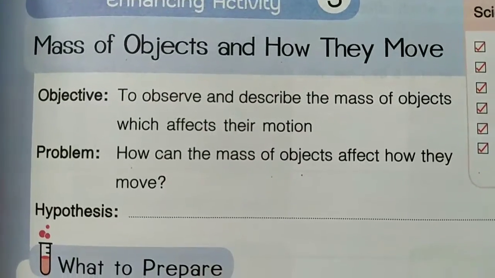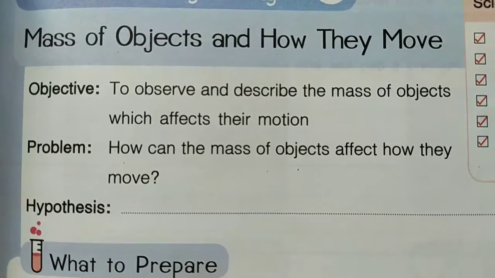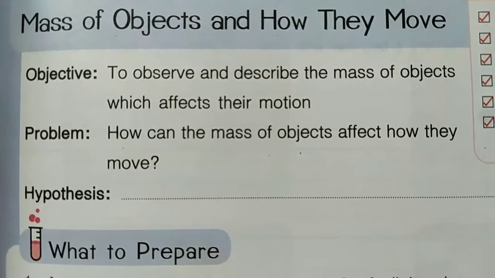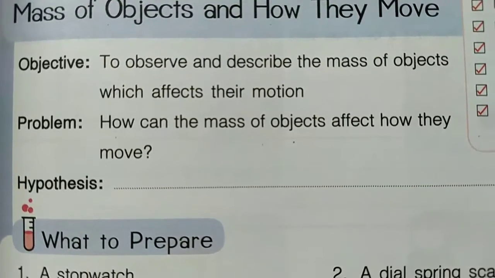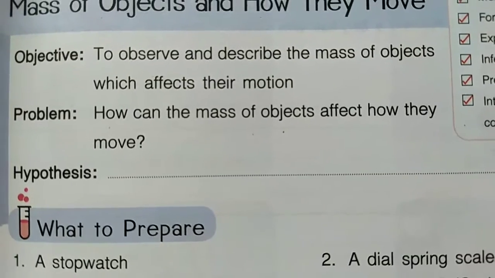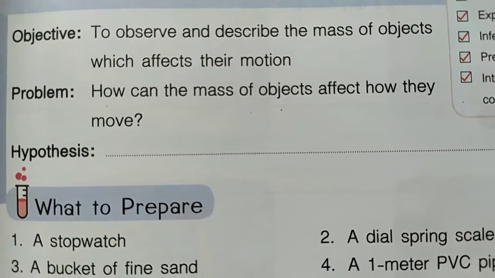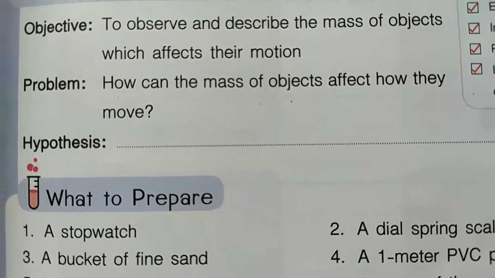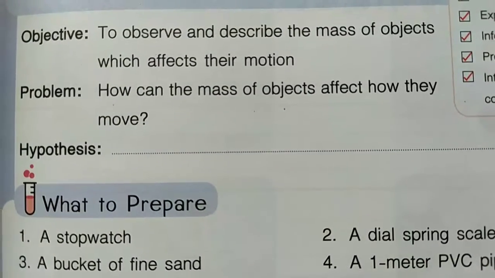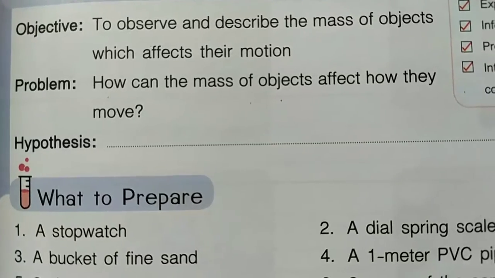We have some objective right here: to observe and describe the mass of objects which affects their motion. How can the mass of objects affect how they move? The hypothesis is usually negative. So you can write, the mass of objects does not affect how they move.